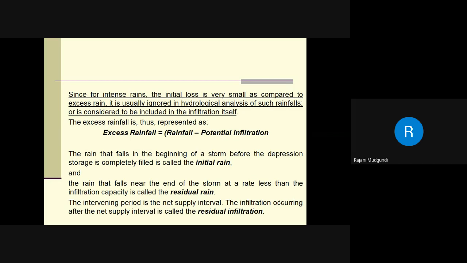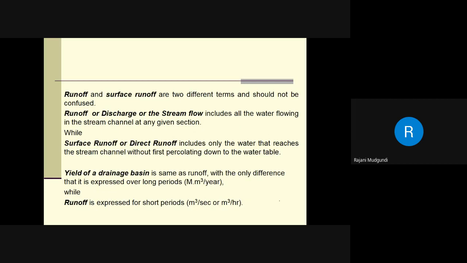So the soil being in the moist state or completely saturated state, absorption losses in this residual rain type will be less. Therefore, there the runoff will again be more. The intervening period is the net supply interval. The infiltration occurring after the net supply interval is called the residual infiltration.